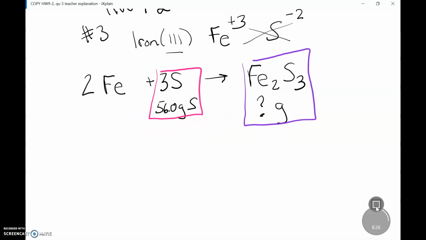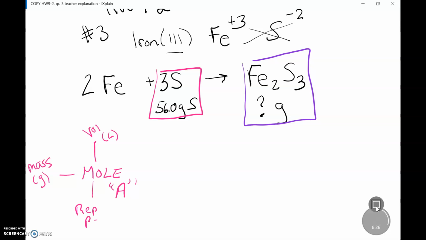So let's review how to get from point A to point B. Now, you might remember the molar roadmap. We have a mole of a substance. We'll call this a mole of substance A, and from that we can get to volume of a gas in liters. We could also get into the mass of a substance, or we can get into representative particles. So if we're looking at our reaction, we are provided the mass of our substance, the mass of sulfur.